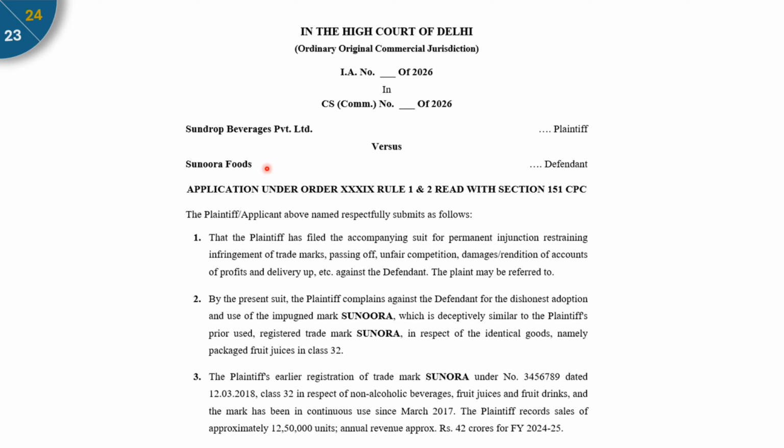And then the heading of the application itself, the application under Order 39, Rules 1 and 2, read with Section 151 of the CPC. So everything written here in this drafting style, "respectfully submits as follows", is not just a formality. It's a jurisdictional identification, because a judge, a court clerk, or an opposing counsel should be able to read only this block and know exactly which case, which court, and which specific relief is being asked. Okay.